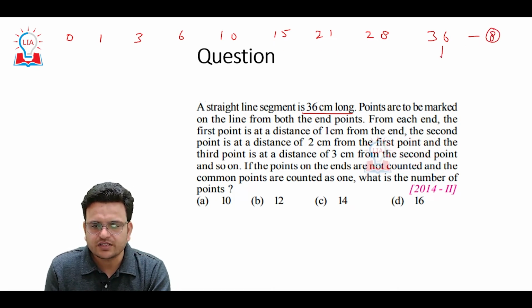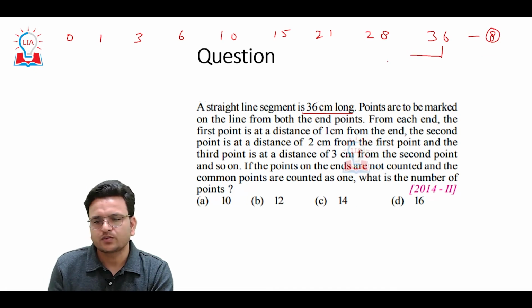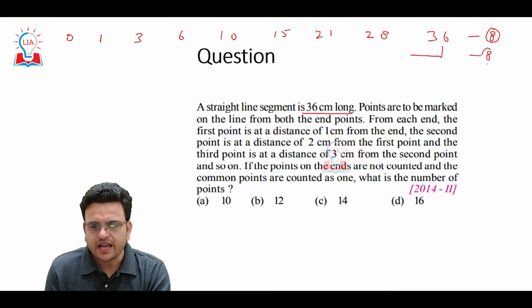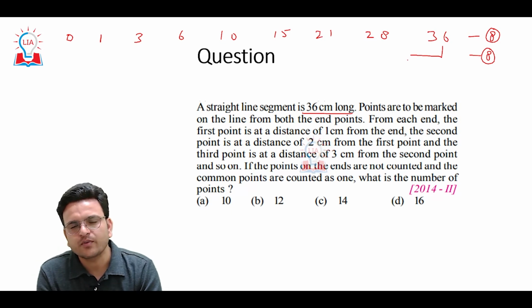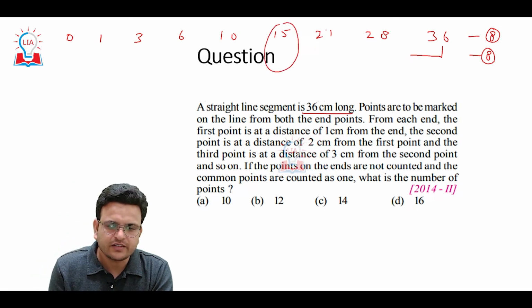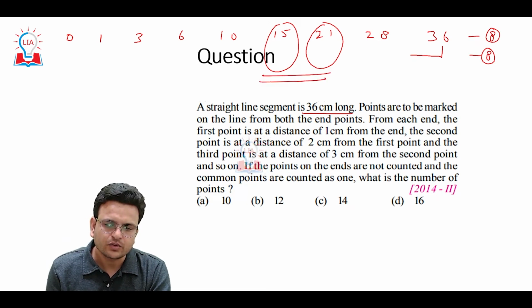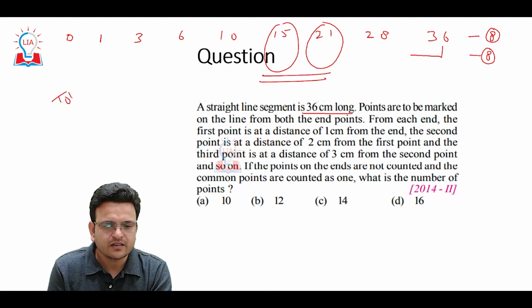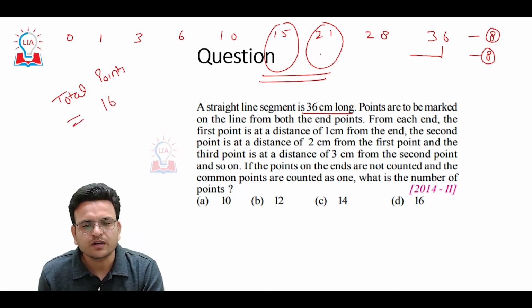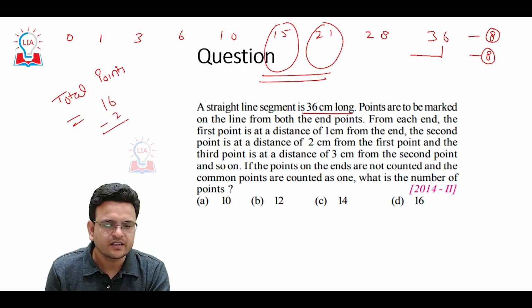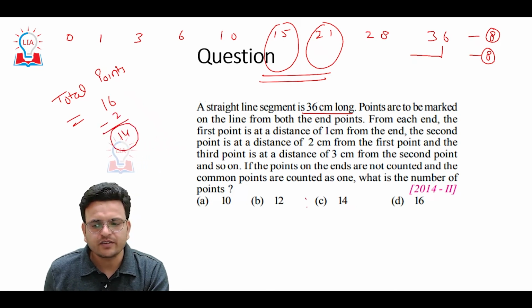Same way we have to start from this side also. So again we have 8 points. And when we start to mark from the other end, both 15 and 21 are common. So it means total points are 16, and we have to subtract 2 common points, that is 14. Then the answer will be 14.